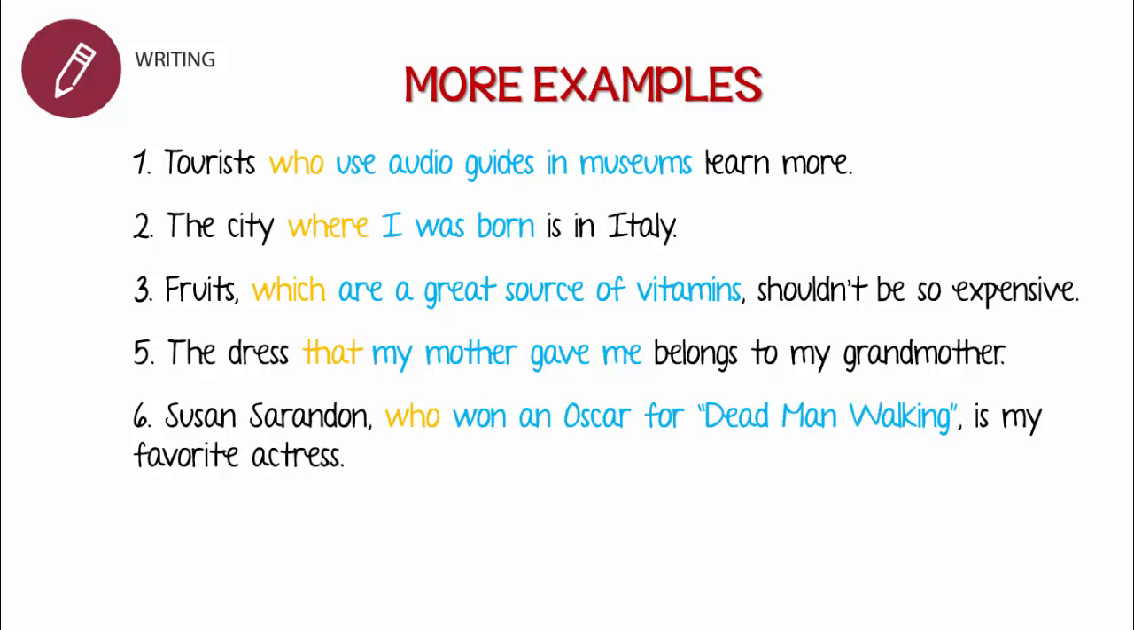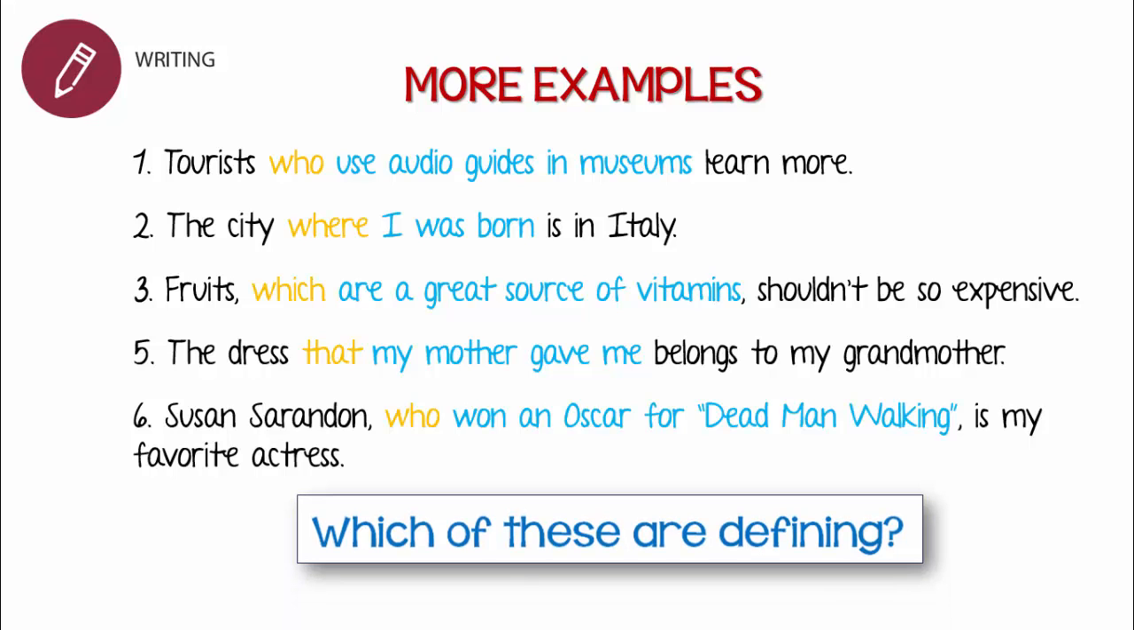In these examples, you can see the relative pronouns who, where, which, that, who, and you can see the relative clauses in blue. So which of these are defining relative clauses? The first one, the second one, and the fifth one. Notice that defining relative clauses don't have commas. Notice as well that non-defining relative clauses add extra information about the noun that they are modifying.